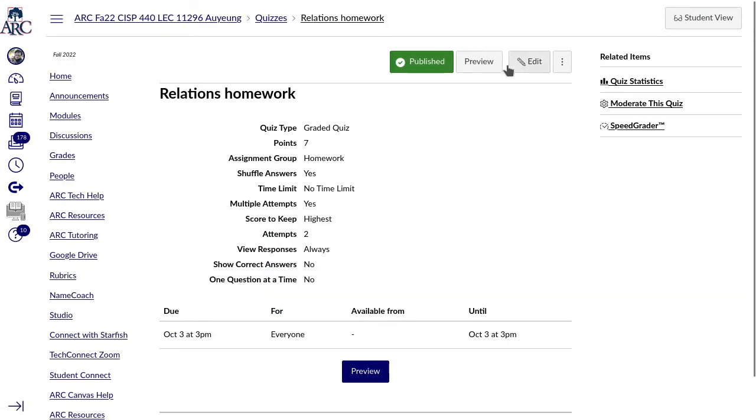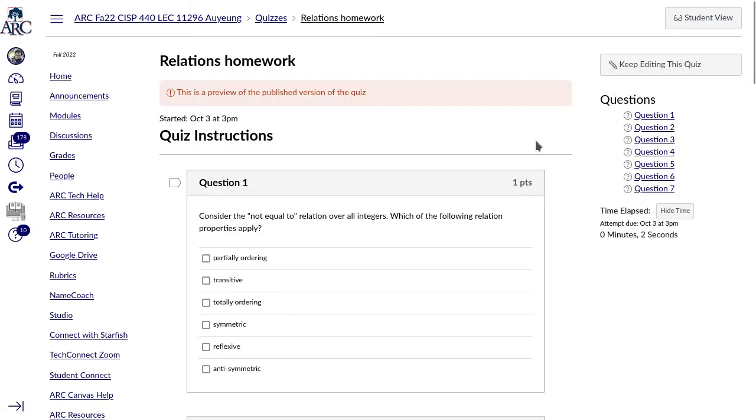So here's the relation homework. And I'm going to do this one by one, just like you guys did. All right, so question number one is consider the not equal to relation over all integers. Which of the following relation properties apply?